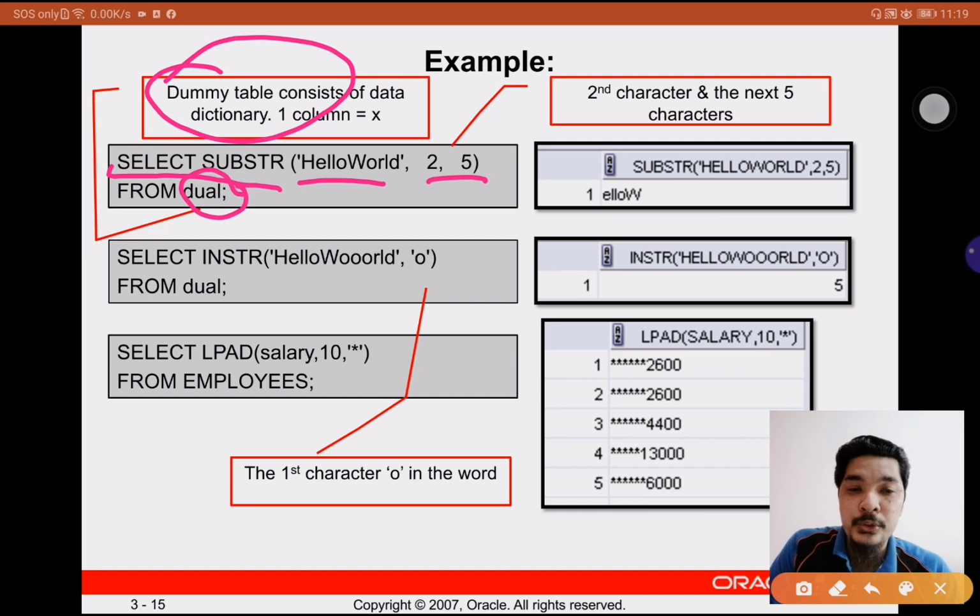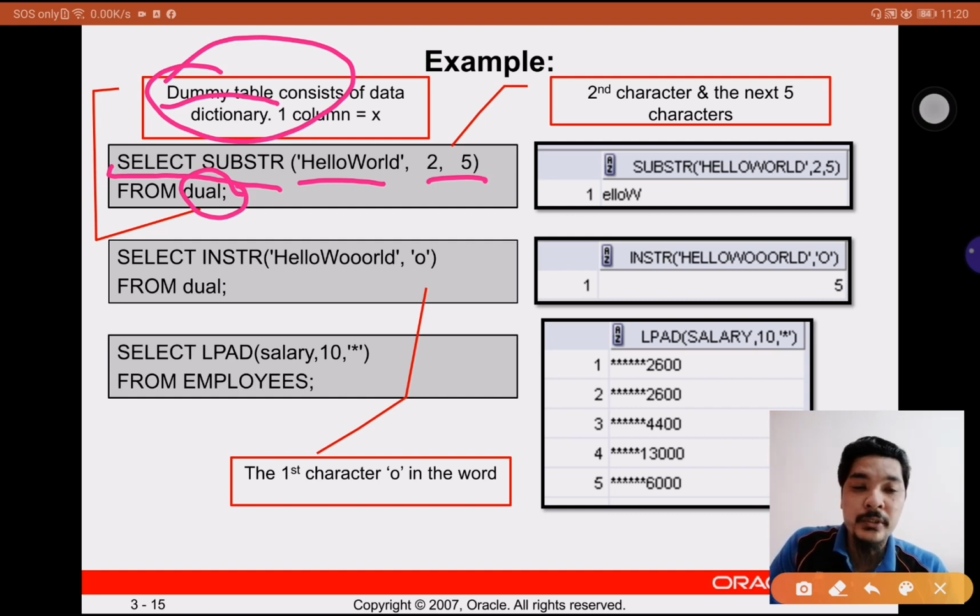So what we call dual, dual is what we call a dummy table. So don't worry, you do not need to create this table. This already exists in Oracle.